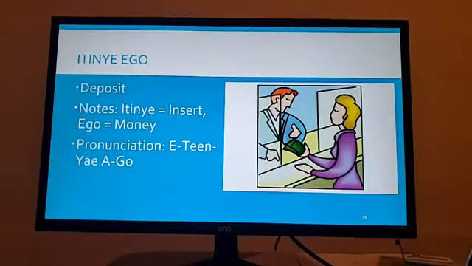All right, this is one I like because you're giving the bank money, you're not taking it from you. In other words, to say deposit, you would say En-Yae-Go. You're telling the teller, I'm going to put money in my account. Literally, En-Yae means insert, and A-Go means money. To insert money means to deposit it at the bank. So it's En-Yae-Go, deposit.